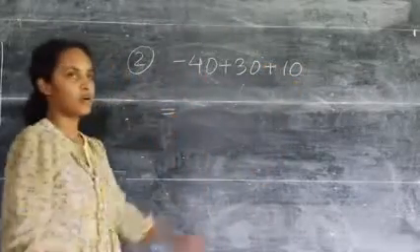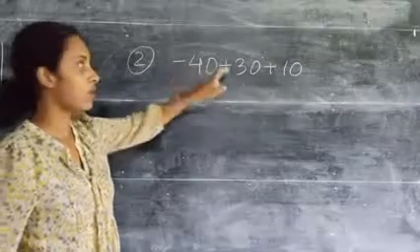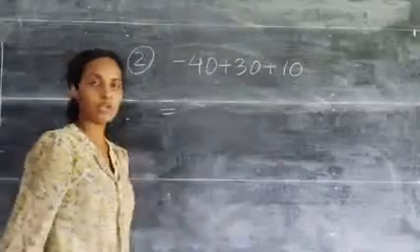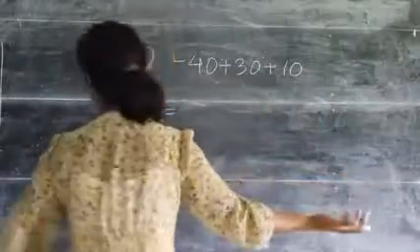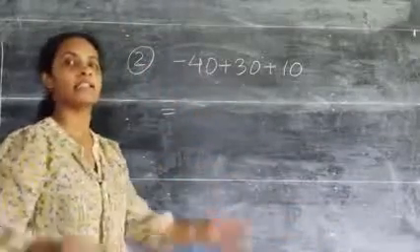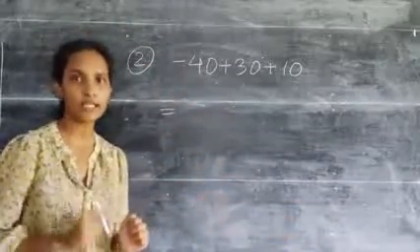Now look at this. What is the sign of 40? Minus. What is the sign of 30? Plus. What is the sign of 10? Plus. Because we know that when there is a number, the sign that is on the left side of the number will be the sign of the number. Right? The sign that is on the left side of the number will be the sign of the number.